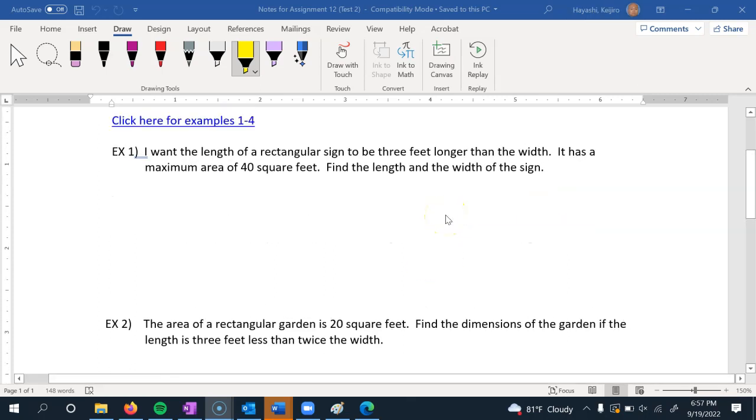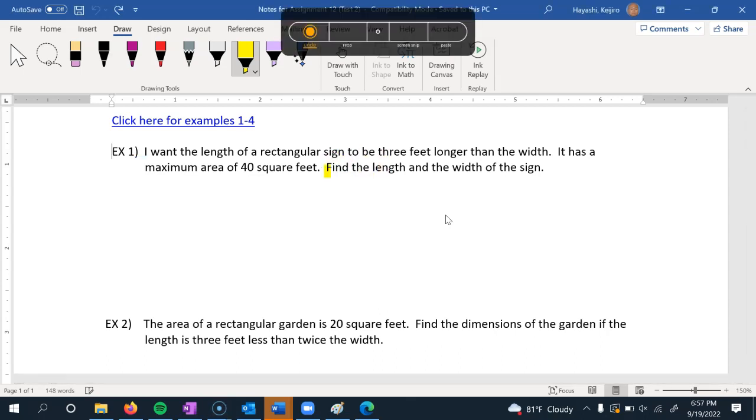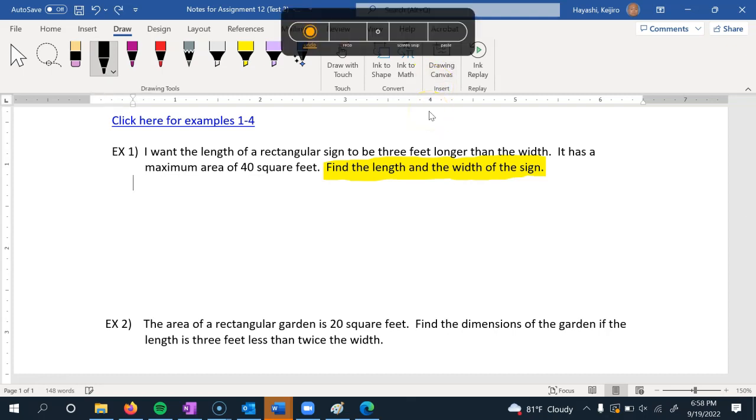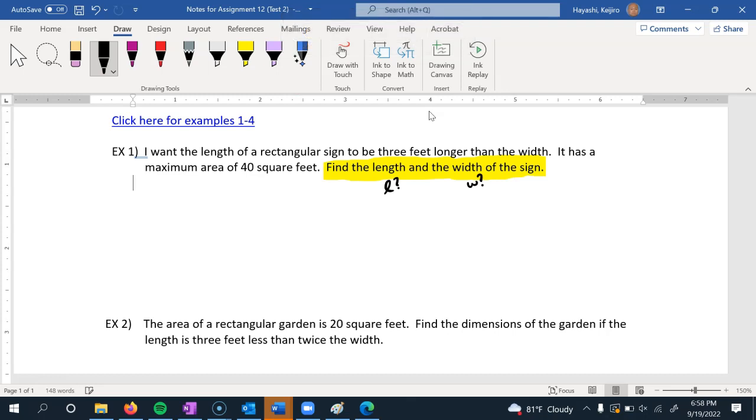All right, so we'll look at the last sentence in order to tell what we're looking for. Find the length and the width. So we're looking for two things, and we'll find both of them in the course of solving this. We're looking for the length and the width. Those are two things we hope to have by the time we're done with this.